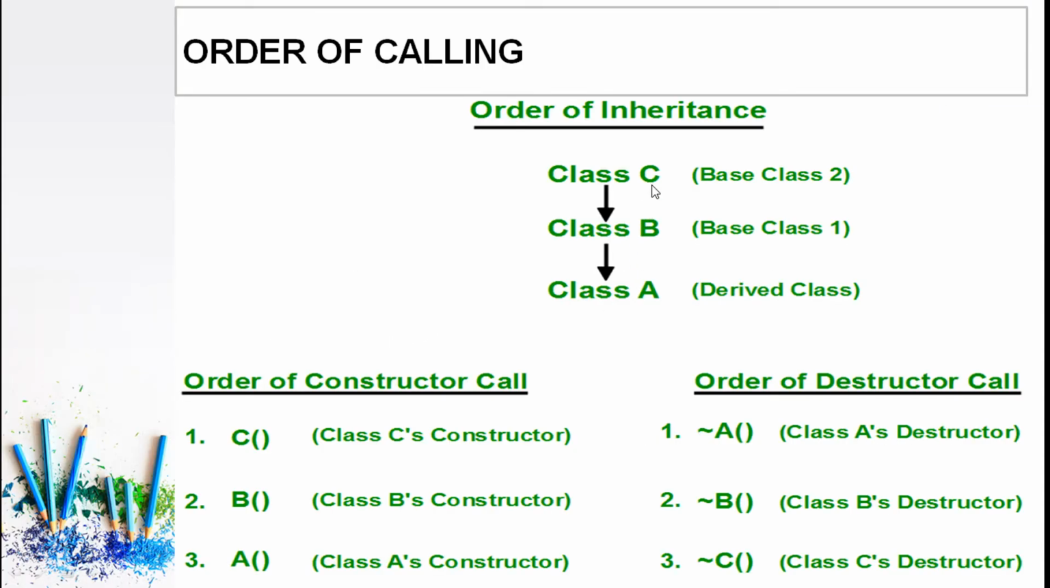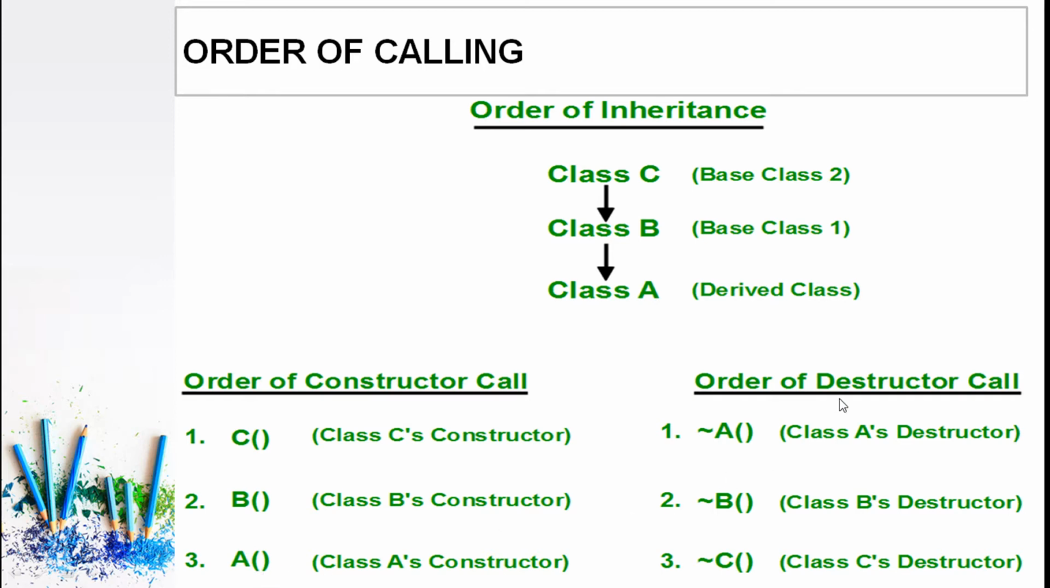Base class C is the topmost priority in the base class, that is the oldest existing base class, and it will be executed first in terms of constructor. Then the next oldest, class B, will be called next. Then the newly created derived class, class A, will be executed next.